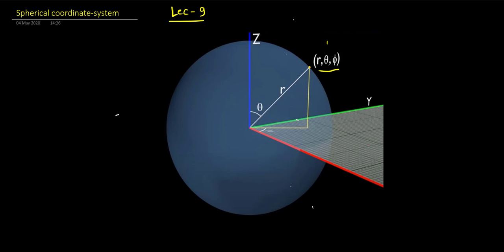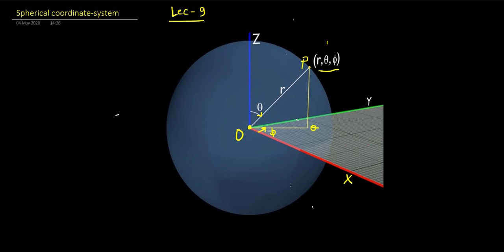Now the distance r is the distance from the origin to this point P. The angle theta is the angle from the z-axis to this line OP, and the angle phi is the angle from the x-axis to this line, which we call, let's say, OQ. Okay, so this is our angle phi, this is the x-axis. So now you can represent any point in three dimensions with the help of r, theta and phi.